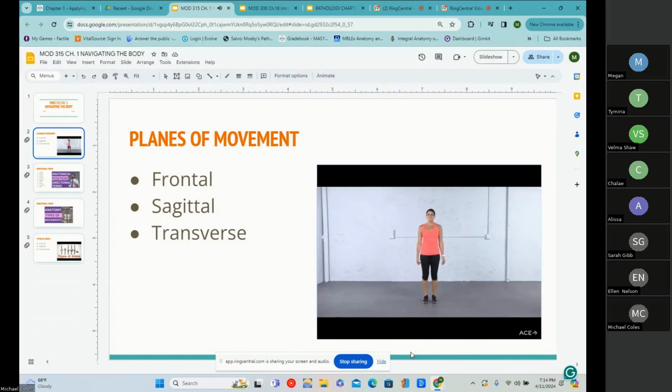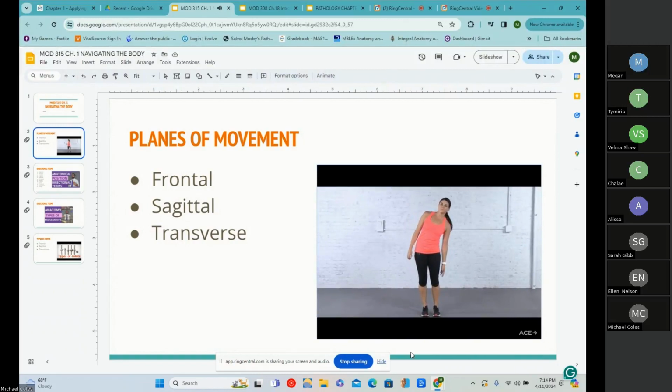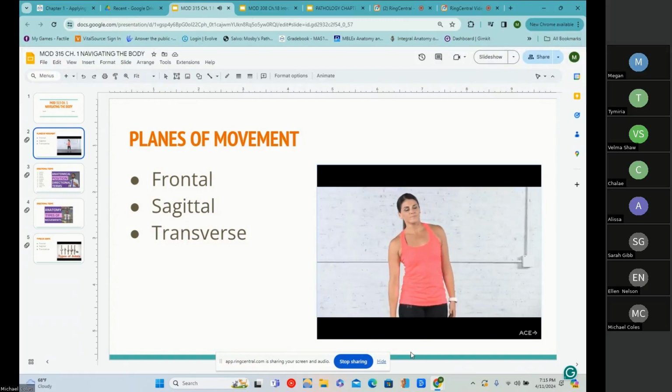Additionally, Molly is also performing a lateral torso flexion. That would occur on the frontal plane since the movement of her torso is occurring parallel to that plane, again, which is dividing the body into anterior and posterior halves.